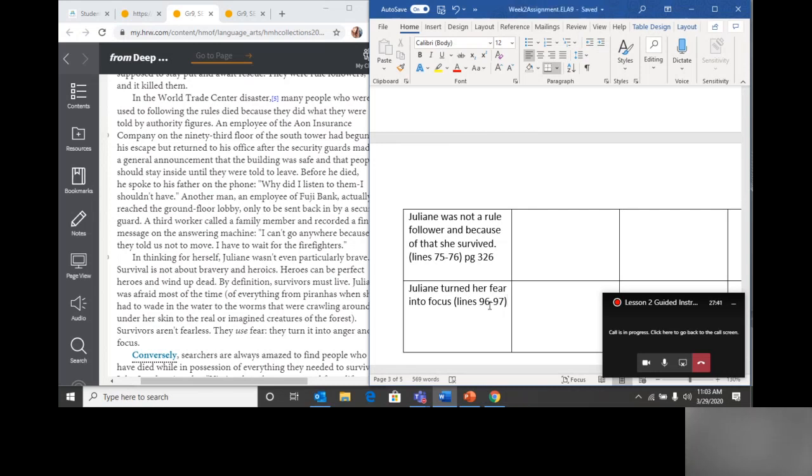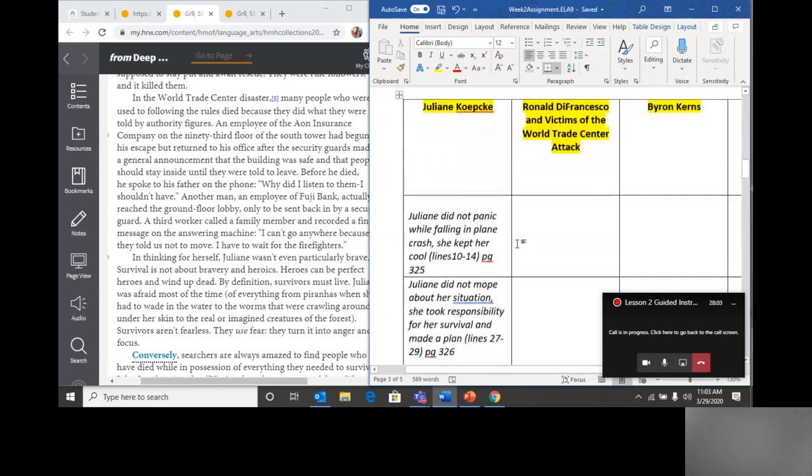Okay, I have filled up my graphic organizer for Julianne Koepcke. I will continue reading out loud, but your task is to complete the rest of the people mentioned in the text. When you come across an action or mindset that you feel relates to survival, pause this video and add it to your graphic organizer. Okay, let's continue with the text.